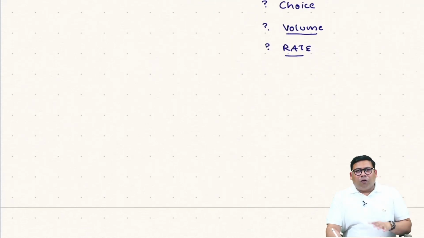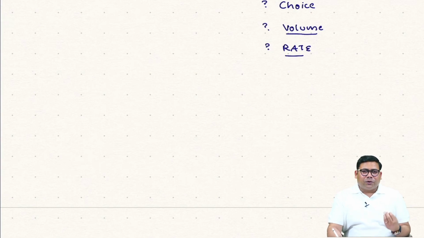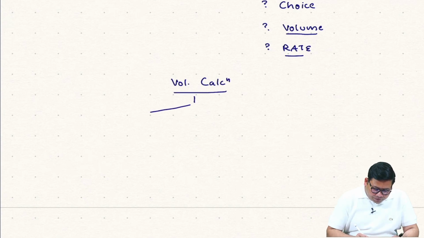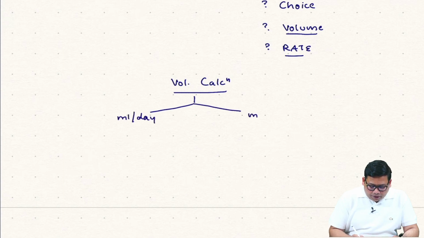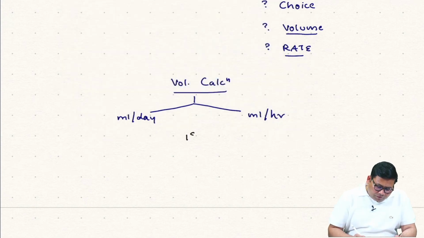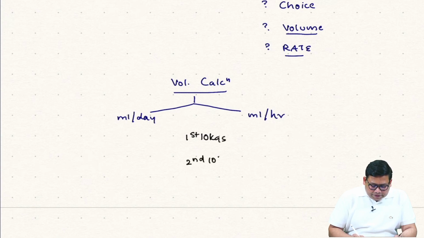Now when we talk about volume calculation, we have an option of calculating it in volume per day, in ml per day, or volume in ml per hour. So let us see volume calculation. When you talk about volume calculation in ml per day, the things are a bit different, and when you talk about the volume in ml per hour, the things are a bit different. Now let us see how they are different. So in between we shall write the first 10 kgs, then second 10 kgs, and then the further kgs. So let us see how we define it.